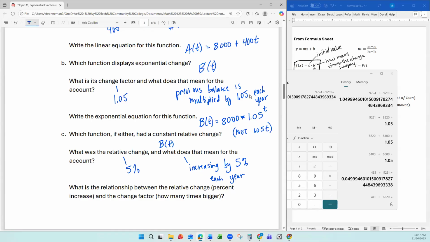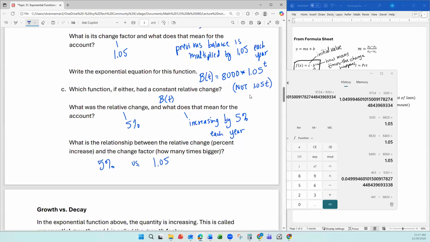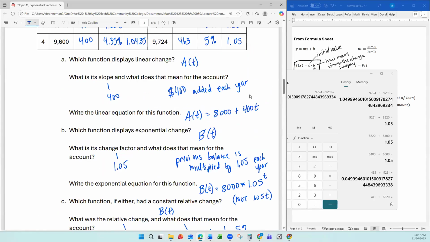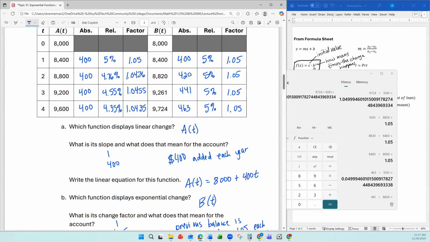And if you look at the relative change, that percent increase, 5% versus the change factor 1.05. If you remember with percent change, sometimes you had to take 100 plus the percent change. That would be 105%. 1.05 is the decimal form of that. You can see that with these other relative change versus the factor, that it is the decimal form of the percent change added to 1 in all those cases.